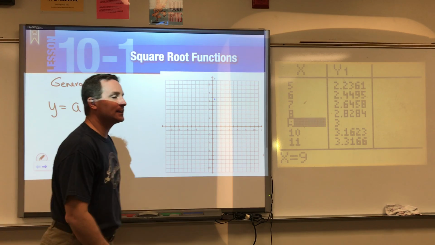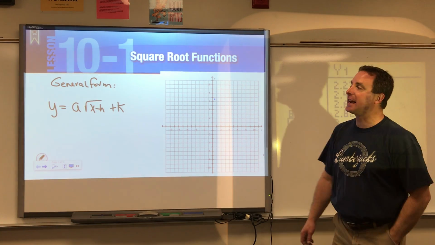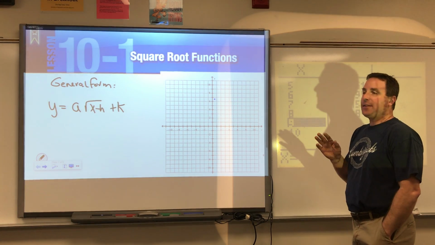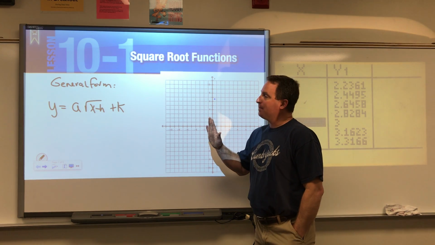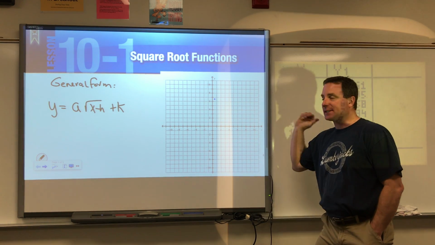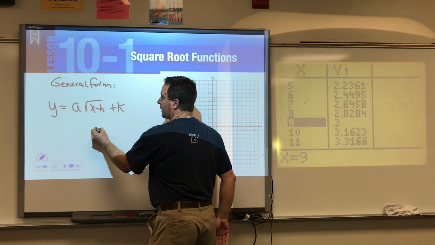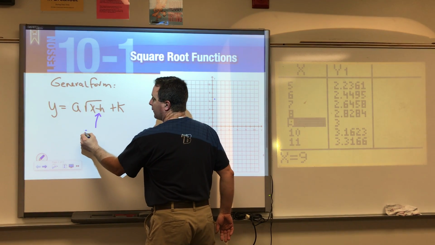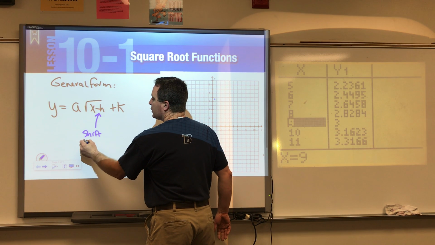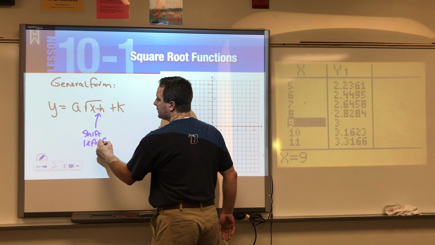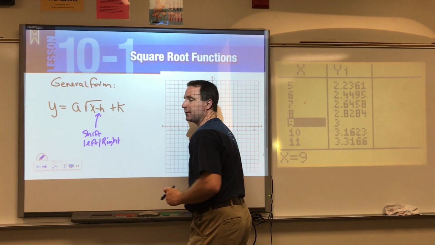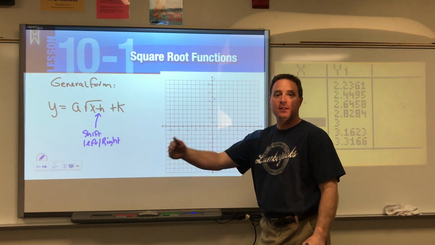And I think you might recognize a couple of those letters, the A, the H, and the K. The A, the H, and the K are going to affect square root graphs exactly like they did with parabolas. I'm just going to write these down here, and then we'll take a look at a couple. The H, if you remember, shifted the graph left or right. It shifted the vertex and every other point on the graph left or right.